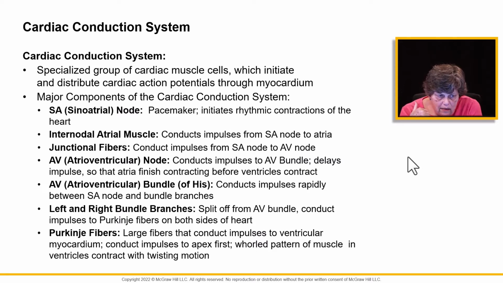And that's basically what we want to do: we want to very quickly swing it around the heart so that the ventricles, which are fairly large, contract together. So it's going to very rapidly conduct these impulses. And then we split into bundle branches so that we hit both sides of the heart. And then the Purkinje fibers are these large fibers that conduct these impulses to the myocardium and then up again.